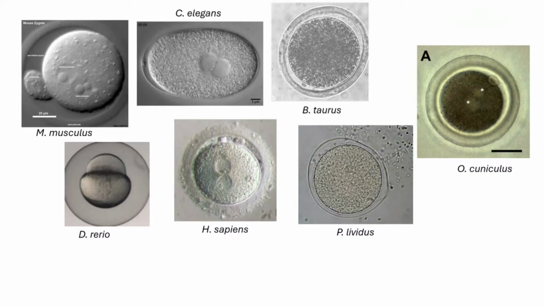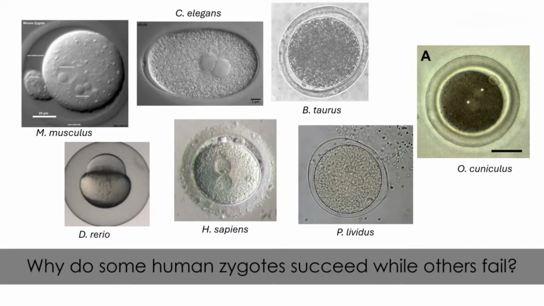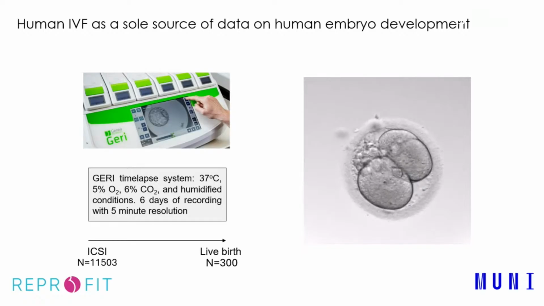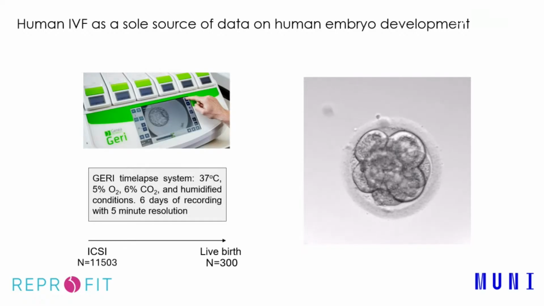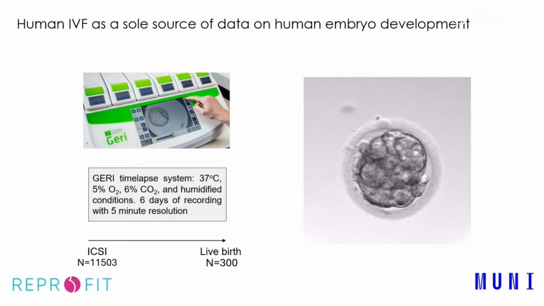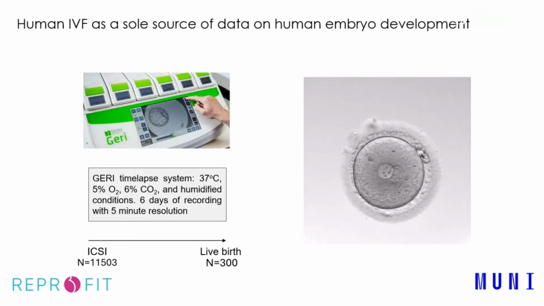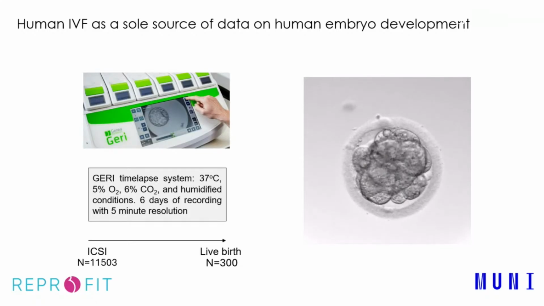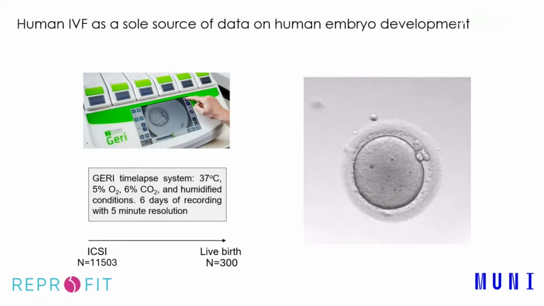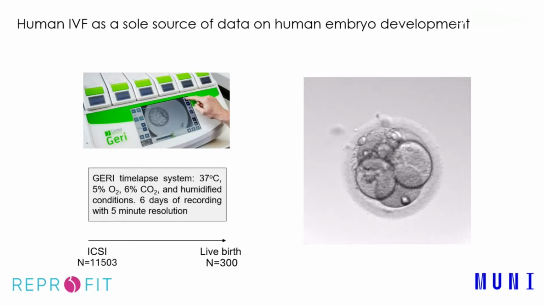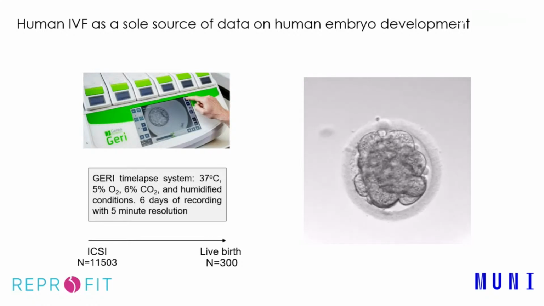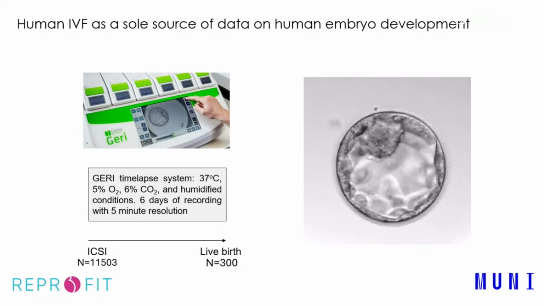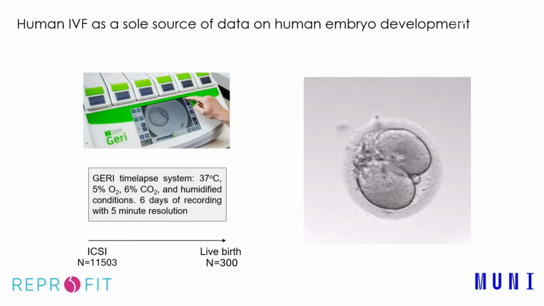So this is the question that we are mostly interested in: why some human zygotes succeed and some don't. In many countries, including the Czech Republic, it is not possible to produce human embryos for research. However, human embryos are produced for infertility treatment in very high numbers, and to use this source of information, we collaborated with a clinical IVF center that also uses a time-lapse system during the cultivation of human embryos and records all of the development from the moment of fertilization to blastocyst development.